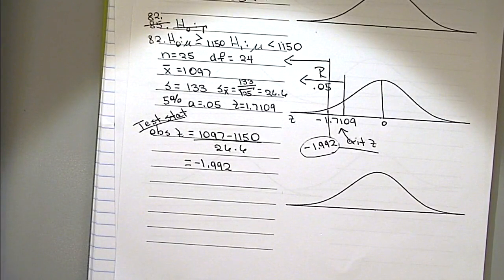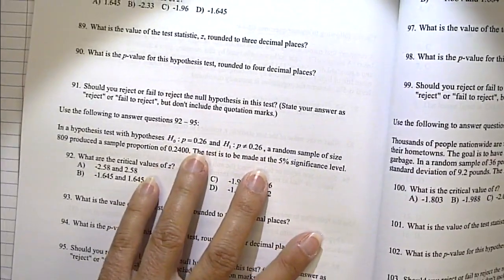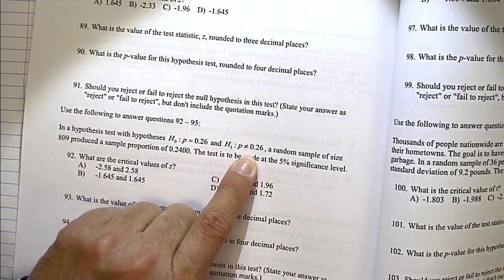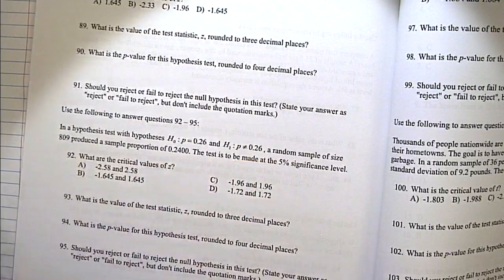92 is the one I think I'm working on. Okay, 92 tells us that we have a test with a hypothesis statement. One of them, the null, is equal to 0.26. The alternative is not equal. When you see that, you know it's a two-tailed test. You know you have to divide alpha by 2. When you get the p-value, you know you have to take that p-value and multiply it by 2, okay? That should be kind of familiar to you from what we've done.